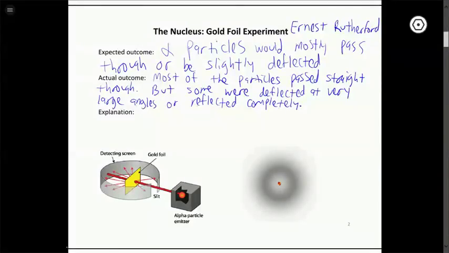All right, and then the only realistic explanation for this was that you don't have the positive charge and the mass of the atom diffusely spread throughout the whole atom. The explanation was that the positive charge, remember that the alpha particles themselves are positively charged, so the fact that they're bouncing off suggests that they're colliding with something that's also positively charged, like charges repel each other. And the explanation was that in the atom, the positive charge and most of the mass are all located in a very small volume.